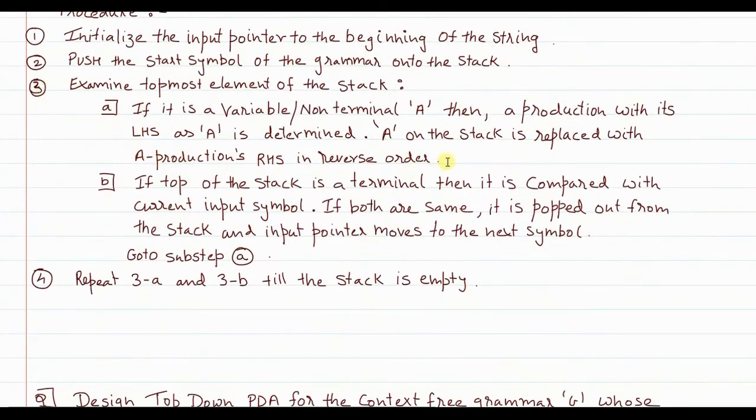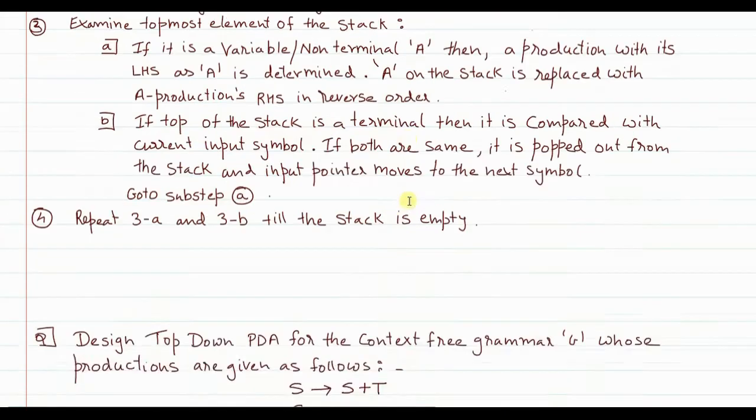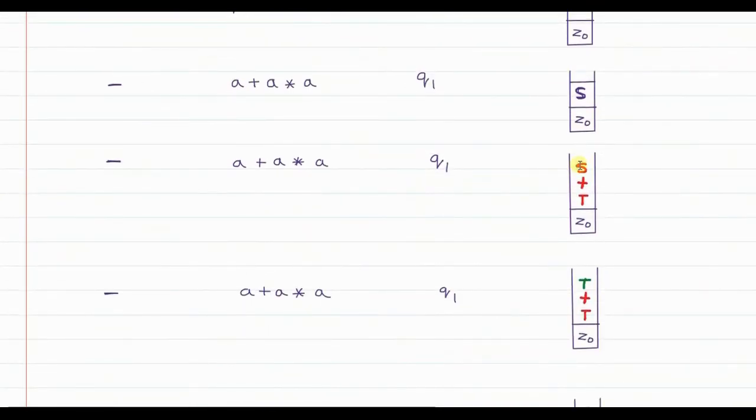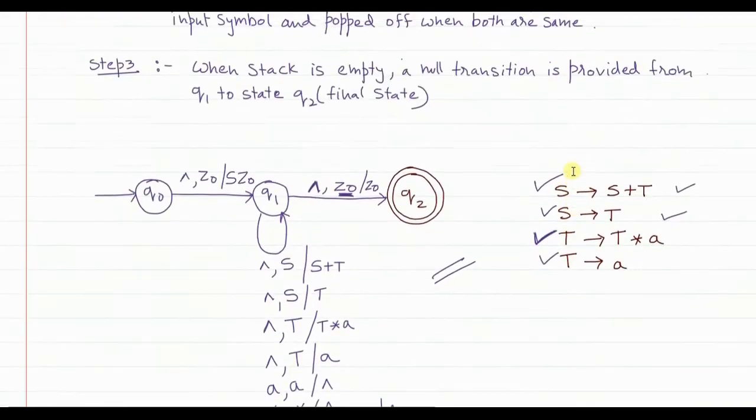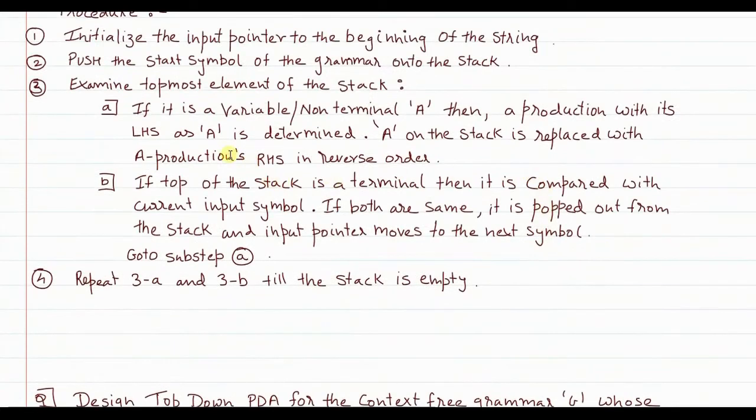So after doing this, we have executed step 3a. Now step 3b is to be executed when the topmost element of the stack is a terminal. But after doing this particular procedure, what is the next topmost element on the stack? It is still a non-terminal S, right? So again you have to execute either A or B, and after that go to step A again. We have executed this part. B was not required because the topmost element of the stack was not a terminal. So again we go to step A.